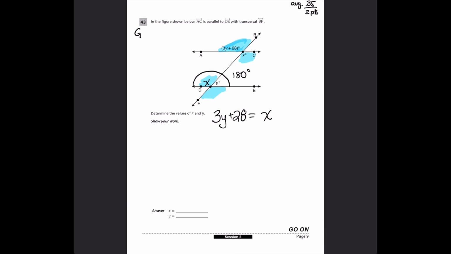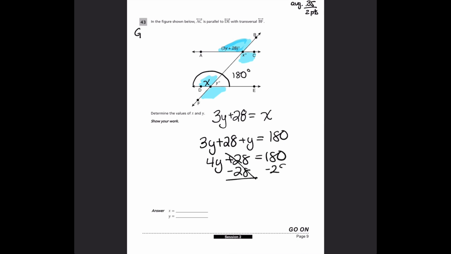Let's give ourselves some room. 3y plus 28 plus y is equal to 180 degrees. So I can see there are supplemental angles to each other. That's why it's great to identify all the congruent angles. And now I can combine. So 4y plus 28 is equal to 180 degrees. Let's subtract 28. 4y is equal to 152.